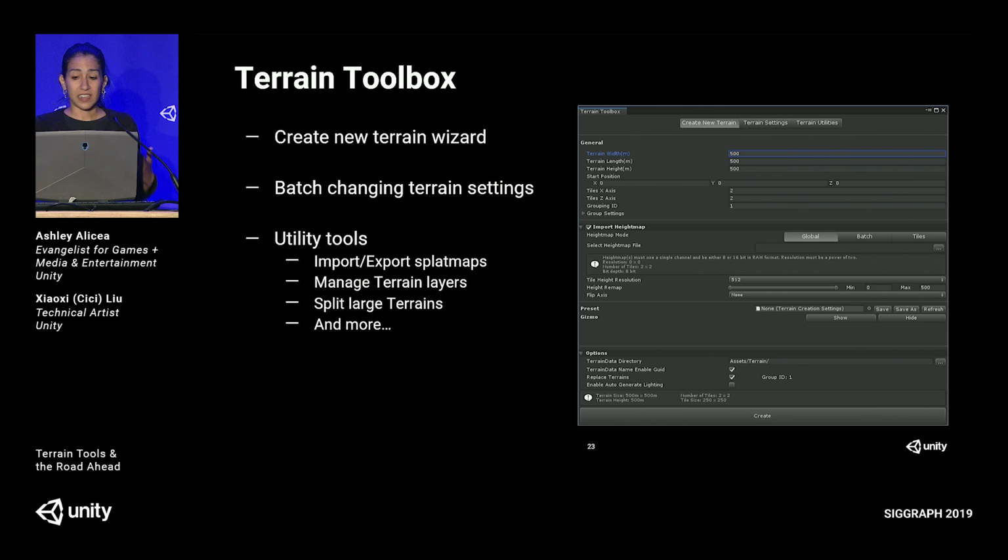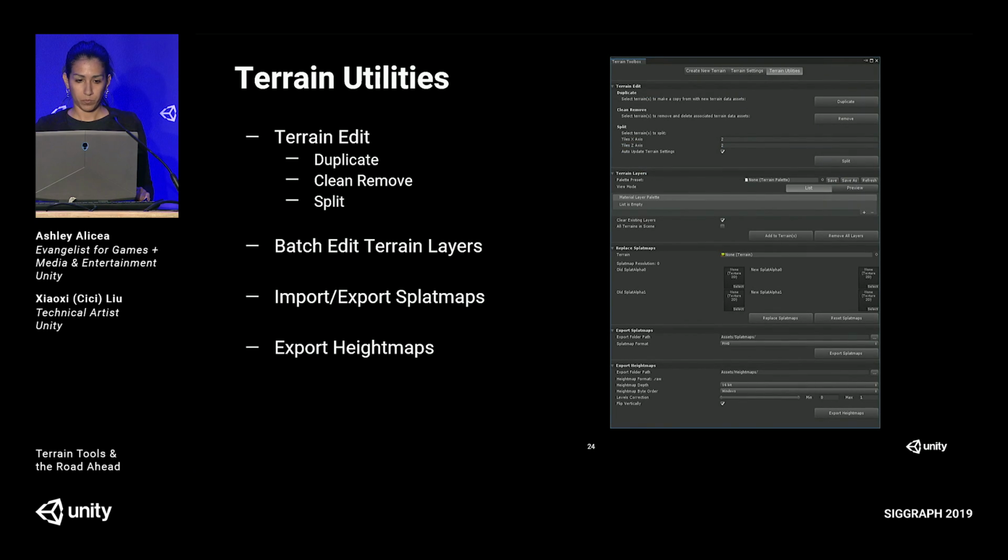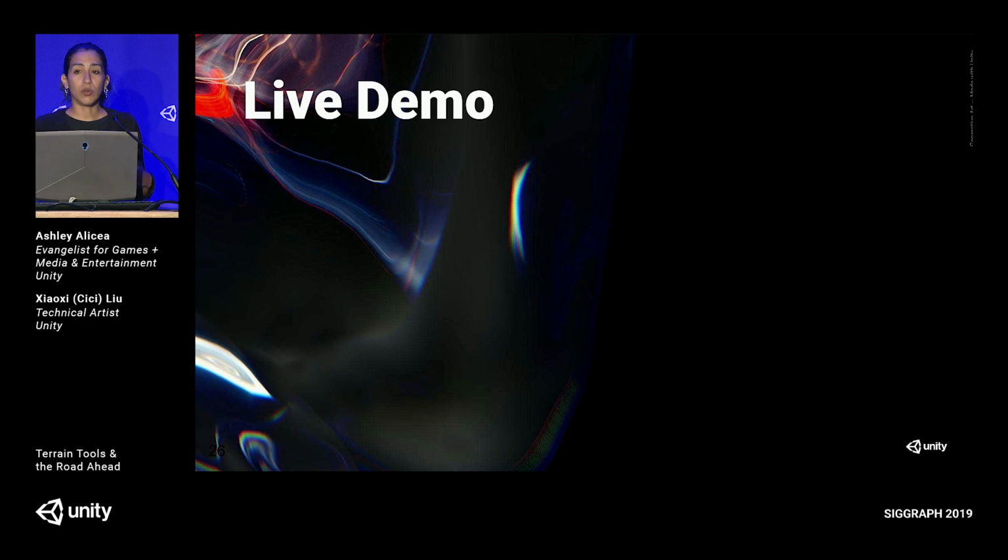There's also a terrain utilities tool that allows you to do things that you couldn't do super easily before. For example, splitting your terrain tiles, being able to take one big terrain tile and make it into smaller chunks, being able to cleanly remove them from your project and more. Yeah. And so instead of telling you how cool it is, I want to jump into the editor and actually show you all.